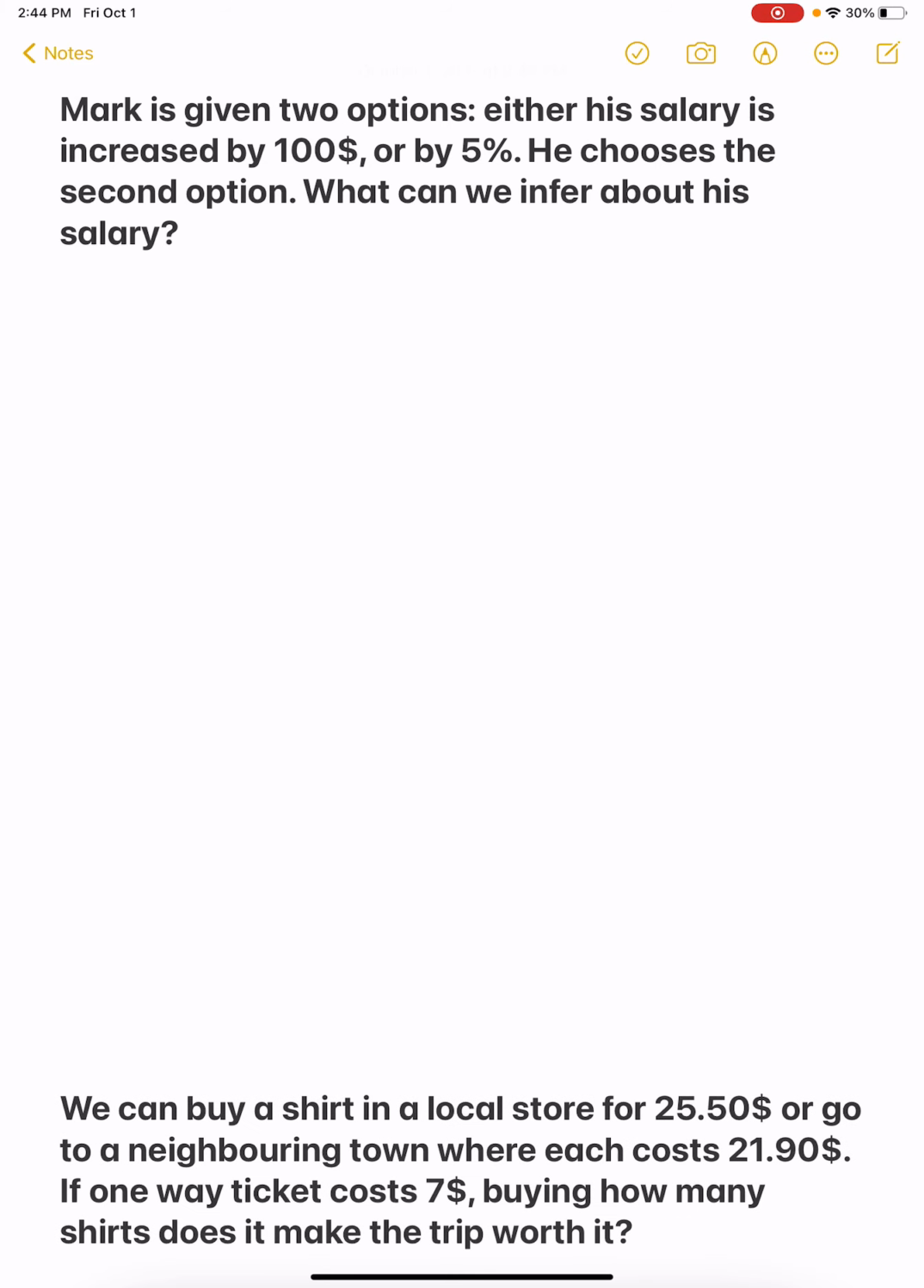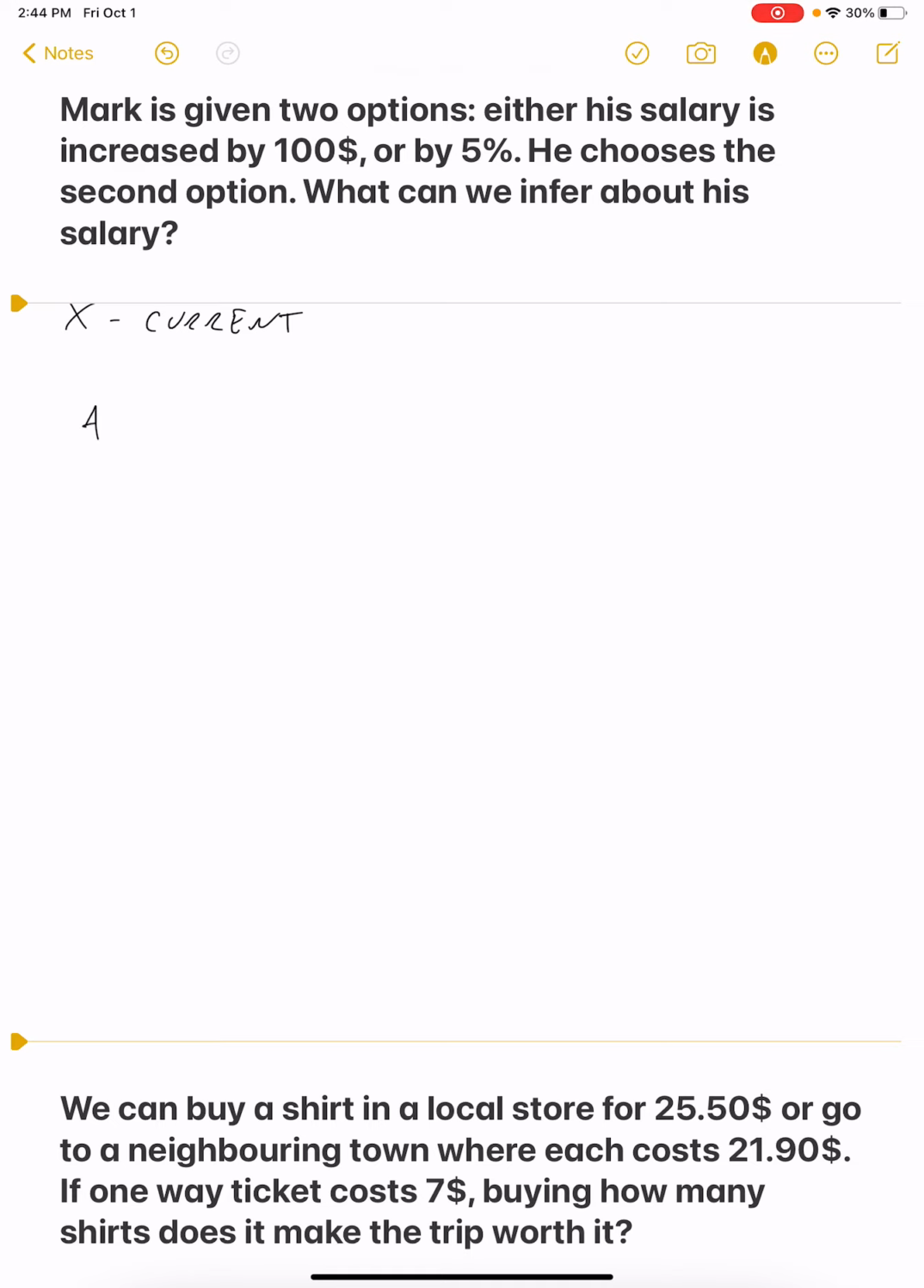Problem number 1. Mark is given two options. Either his salary is increased by a flat fee of $100 or by 5%. He chooses the second option. What can we infer about his salary? So let's mark X his current salary. And let's see what the two options represent.